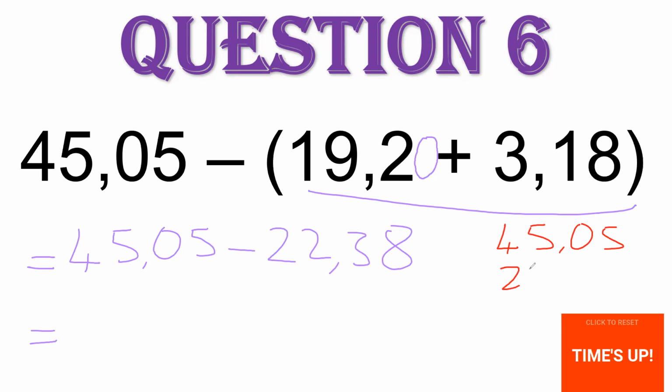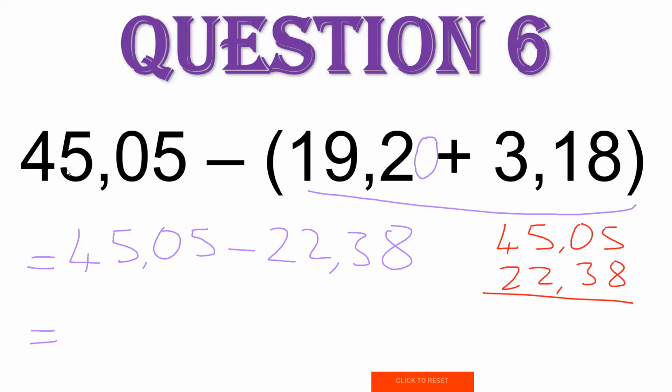Okay, let's write this side: 45,05 and 22,38. If you do that, how are we going to calculate? Let's see. We cannot just say 5 minus 38. We cannot do that, so we must get some numbers. So let's take 1 from 45. If you take that, what's going to happen? 5 minus 38. So we are getting 1, and 1 is coming to this side.